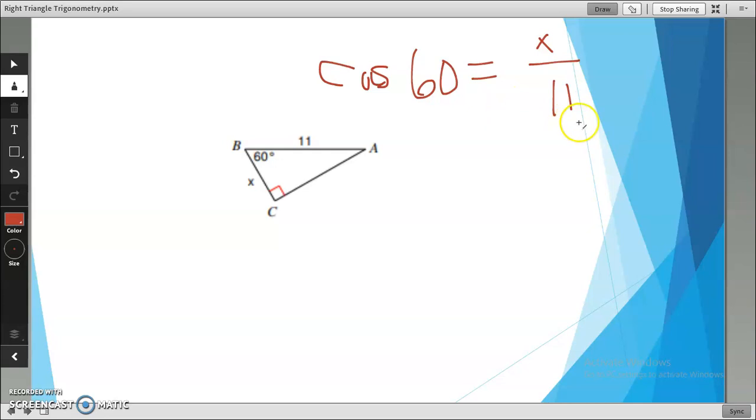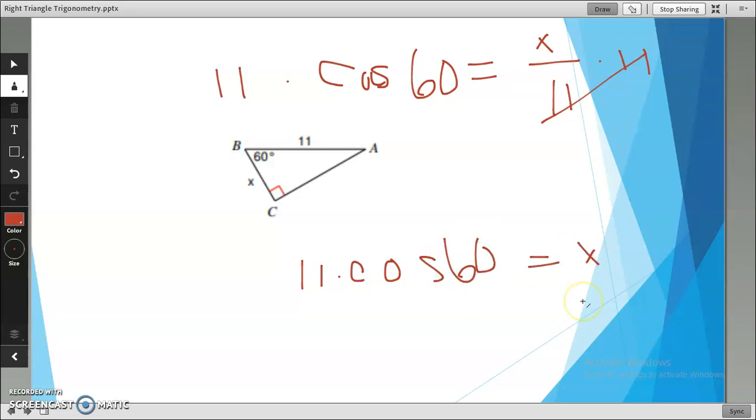And now I'm just going to solve. The way to solve, I multiply both sides by 11. And I get 11 times cosine 60 should give me my x value. So let's put that in our calculator. And I get 5.5. All right, so x is equal to 5.5.